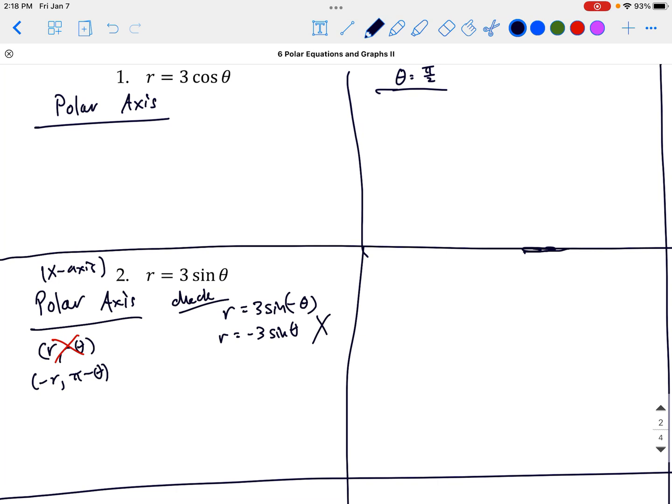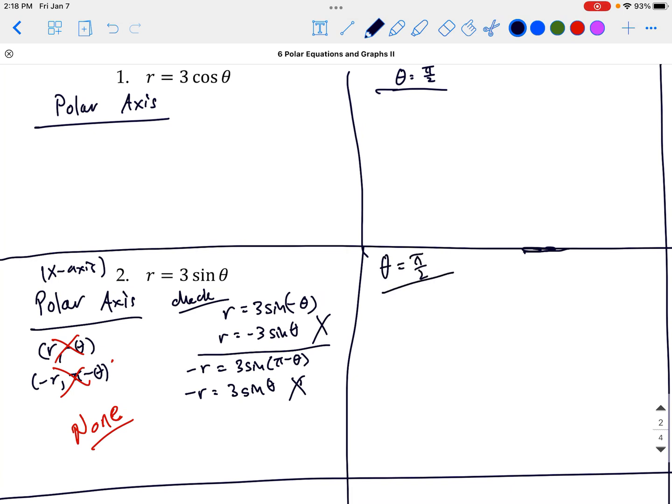And then if we go to negative r, pi minus theta, so we'll have negative r equals 3 sine of pi minus theta. From our previous work, we know that sine of pi minus theta is the same as sine of theta. So I'll leave that part off, but you could again write out that difference identity. We'll also see that it does not work. So there is no polar axis symmetry. Theta equals pi over 2. We already showed above that that will work if we use r comma pi minus theta.